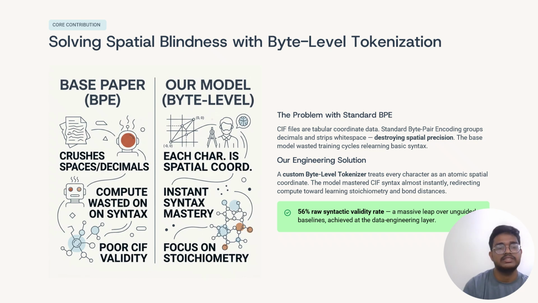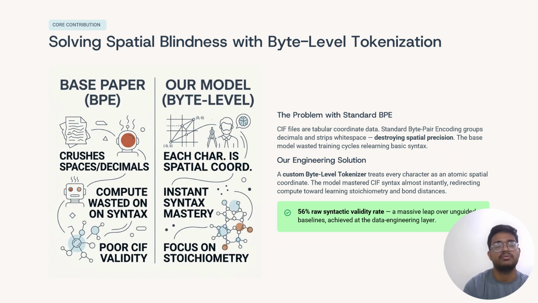Byte level tokenization. One of our most important contributions is solving what we can call spatial blindness. Let's understand the issue. Traditional language models use byte pair encoding, or BPE. BPE merges frequently occurring character sequences into larger tokens. This works extremely well for natural language. However, CIF files are not natural language, they are structured scientific data.